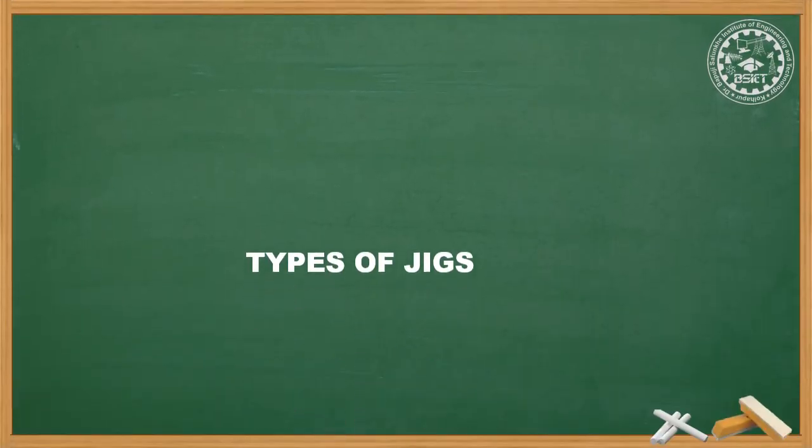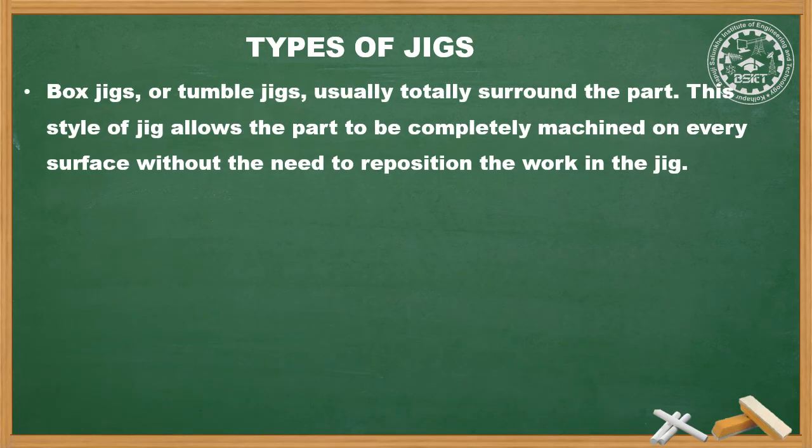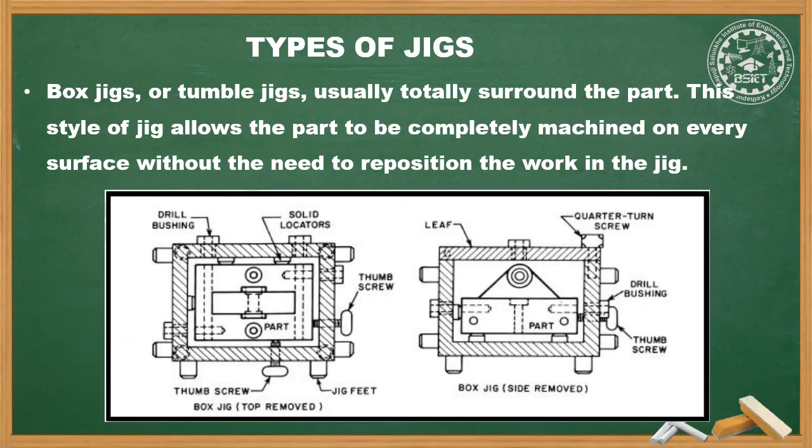The next type of jig is the box jig. Box jigs, or tumble jigs, usually totally surround the part. This style of jig allows the part to be completely machined on every surface without the need to reposition the work in the jig. As shown in the figure, the workpiece is located inside the box-like structure, which is called a box jig. Two views are given, one a top view and another a side view.